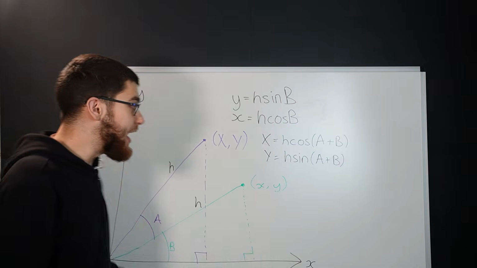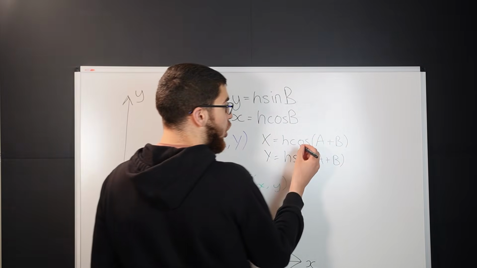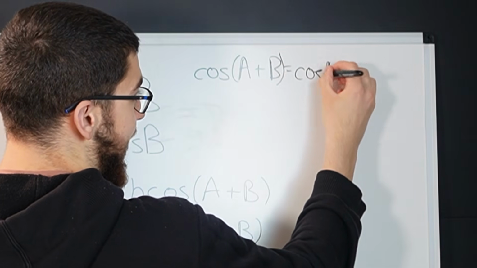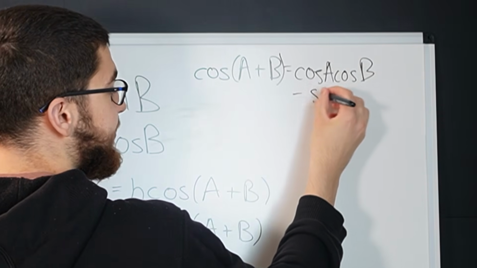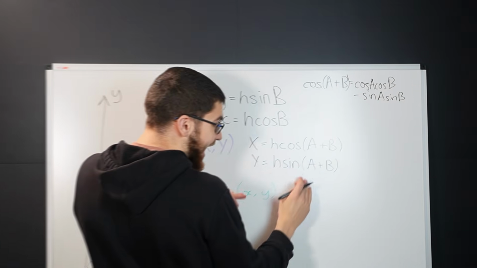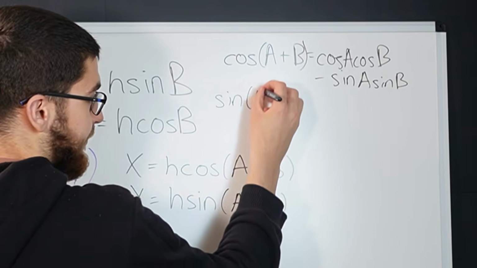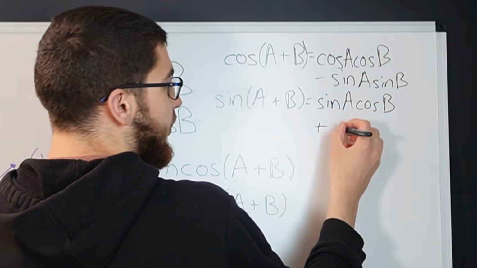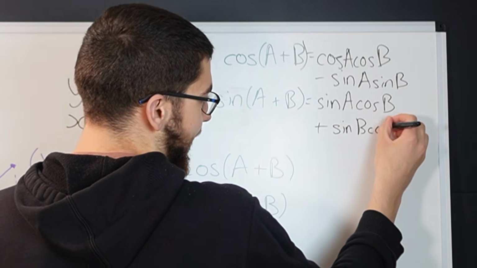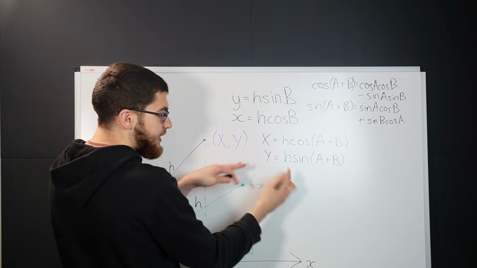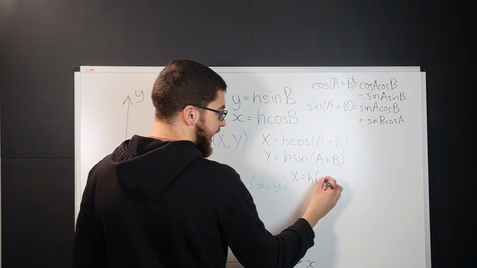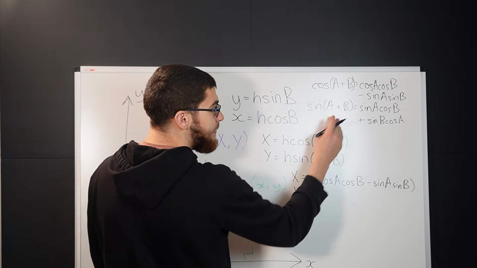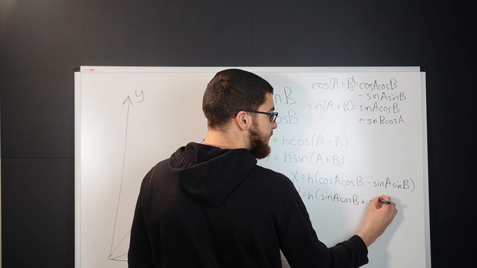So all we need now is the double angle formulas. Cosine A plus B is actually the same as cosine A cosine B minus sine A sine B, and sine A plus B is actually the same as sine A cosine B plus sine B cosine A. So we can use these double angle formulas to simplify these. So capital X is now H times the cosine A plus B, which I'll just copy down now, and capital Y equals H times the sine A plus B, which is sine A cosine B plus sine B cosine A.